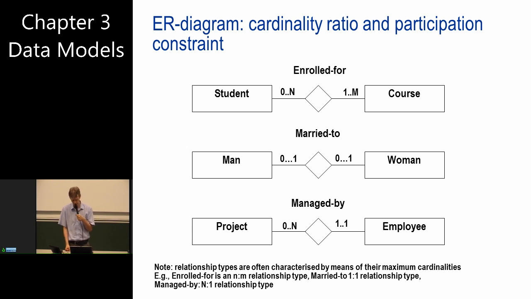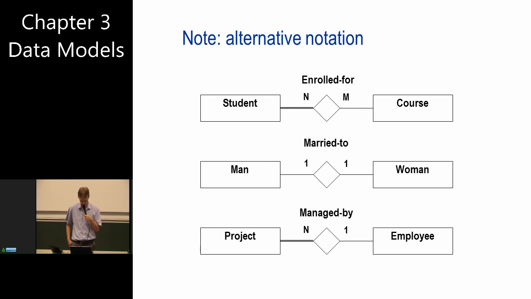If you read those relationship types, it's always important that you try to read them using the words minimum and maximum, because that will allow you to very easily understand what is being modeled. A project is managed by minimum 1, maximum 1 employee. Minimum 1, maximum 1 employee, that means exactly 1 employee. An employee is going to manage minimum 0, maximum n projects. Again, relationship types are often referred to by means of their maximum cardinalities. So the first relationship type, enrolled for, is an n to m relationship type. The second one is a 1 to 1 relationship type, and managed by is an n to 1 relationship type, if you want.